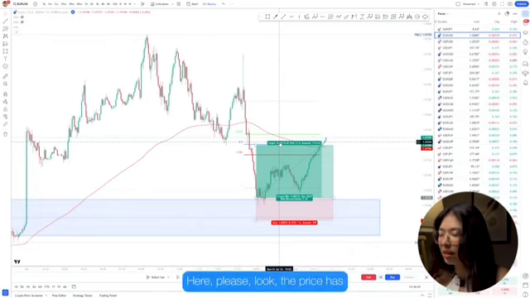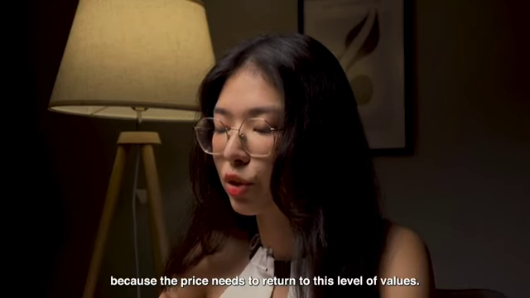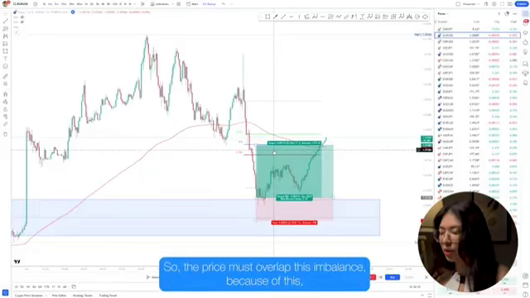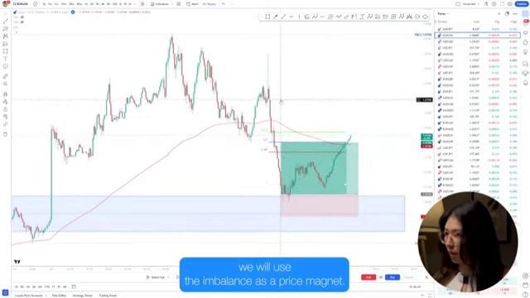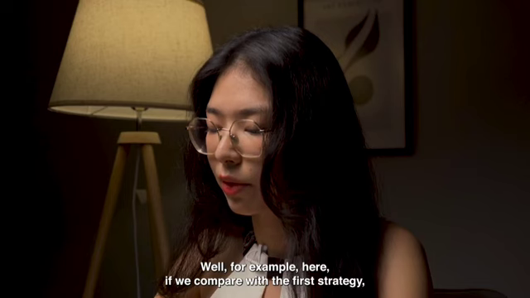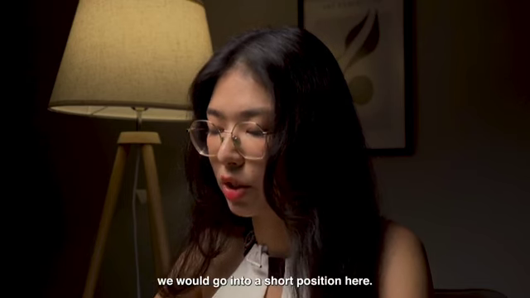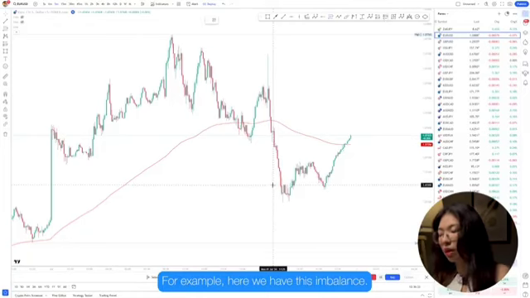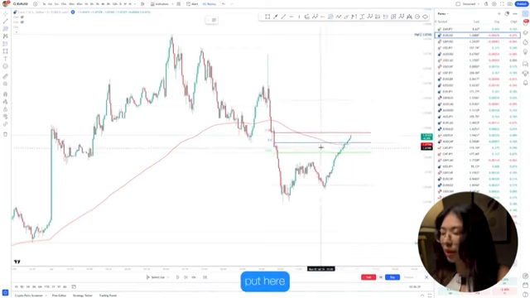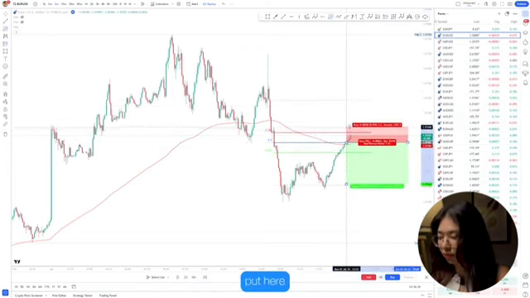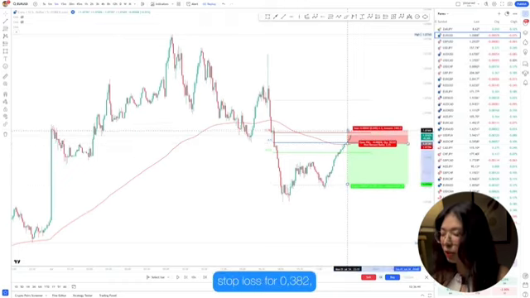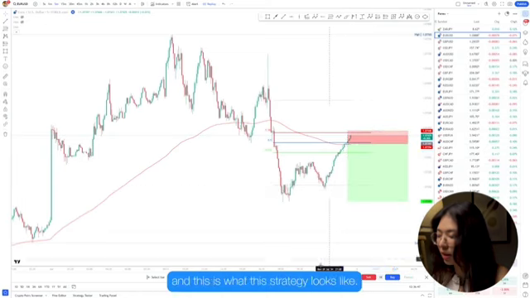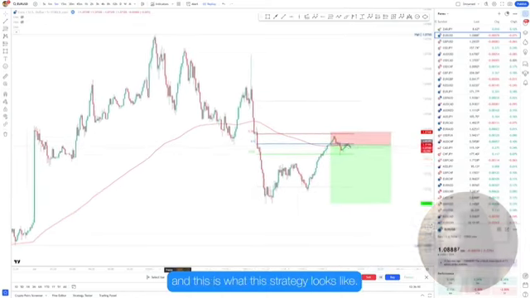And here please look, the price has overlapped the imbalance because the price needs to return to this level of values. So the price must overlap this imbalance, and we use the imbalance as a price magnet. For example, here we compare with the first strategy, where we would go into a short position. Here we have this imbalance. We would go into a short position, but put here 0.5 as the entry point, and the stop loss at 0.382, and this is what the strategy looks like.